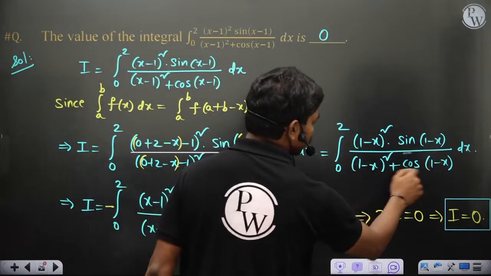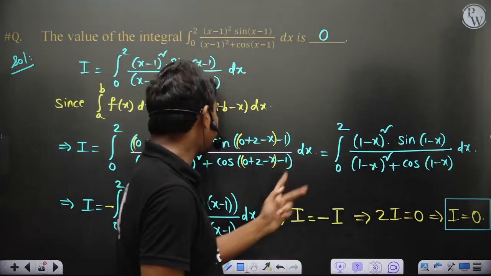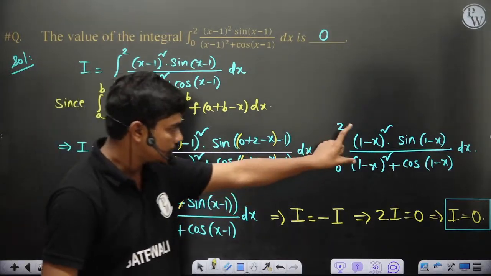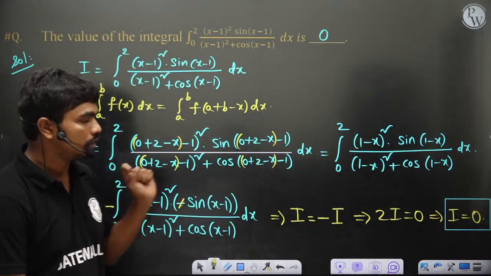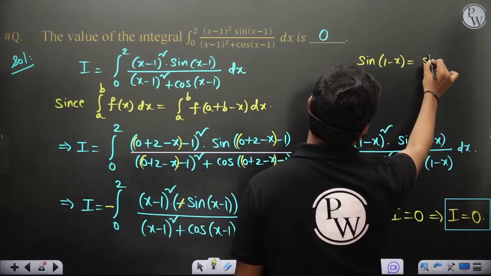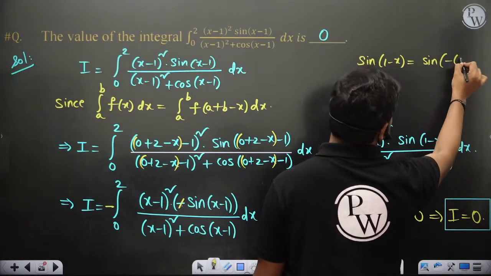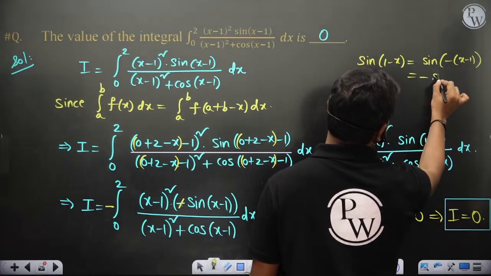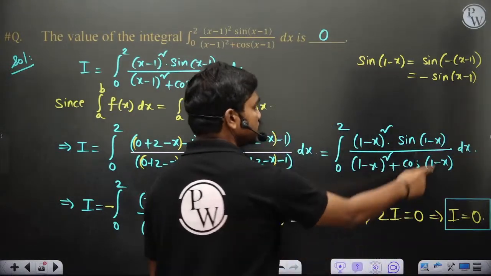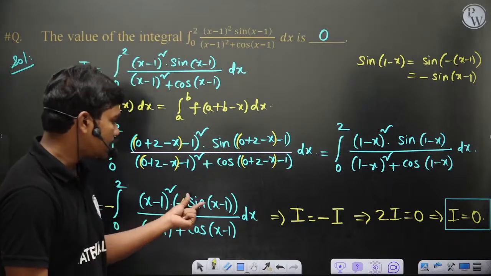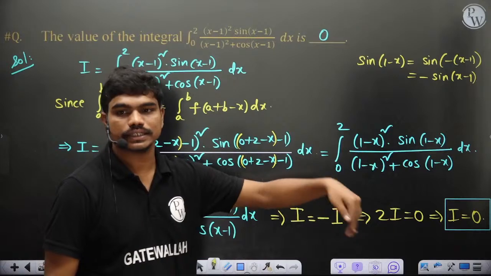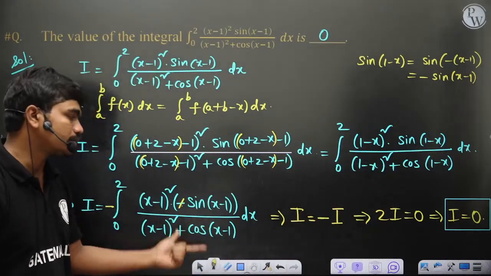Okay, so this is 1 minus x, 1 minus x, 1 minus x. But these two terms can be retained as x minus 1 whole squares, because 1 minus x whole square or x minus 1 whole square is same. Now coming to this term, sine 1 minus x can be written as sine of minus of x minus 1. I can do this, which can be written as minus sine x minus 1. So that's why this sine 1 minus x is basically minus sine x minus 1, and this cos of 1 minus x can be written as cos x minus 1, because cos of minus theta or cos theta both are same. So this can be written cos x minus 1 obviously.